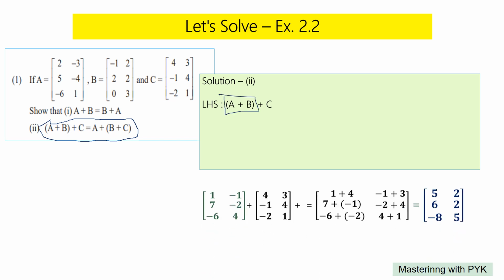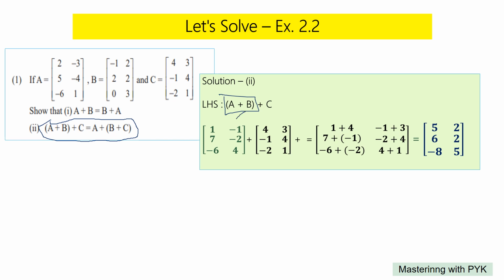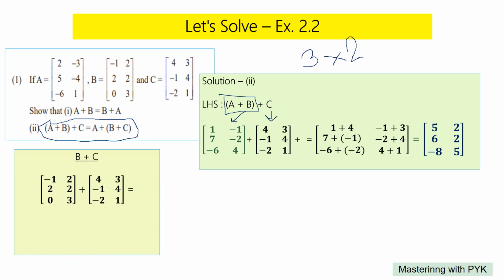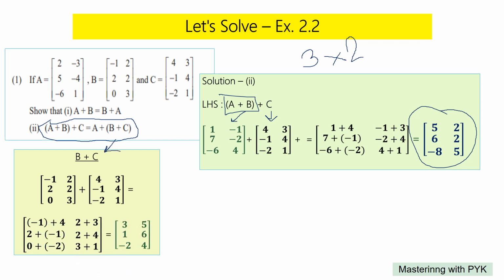This we have from the previous solution 1, right? And this is C. So addition is possible. Why? Because the matrices are of same order, that is 3 by 2. So adding, we get 5, 2, 6, 2, minus 8, 5. Now we'll add B plus C. That's a RHS requirement. So on adding, we get B plus C as 3, 5, 1, 6 and minus 2, 4.